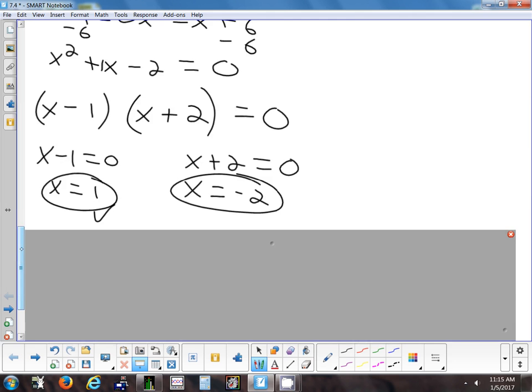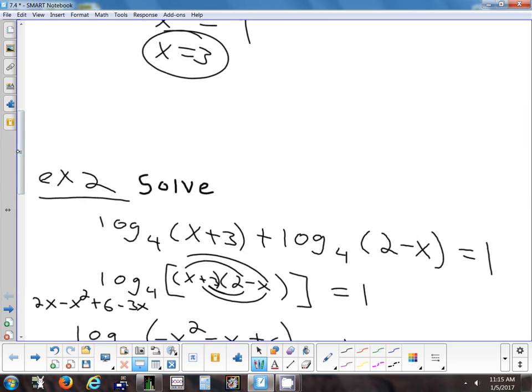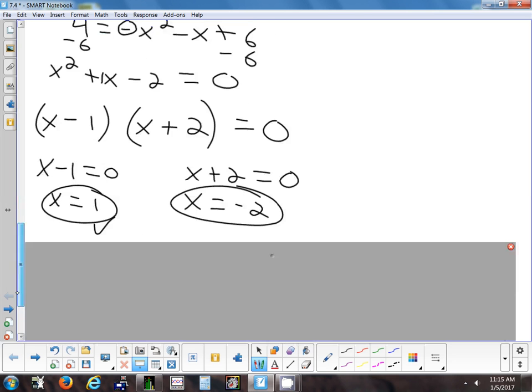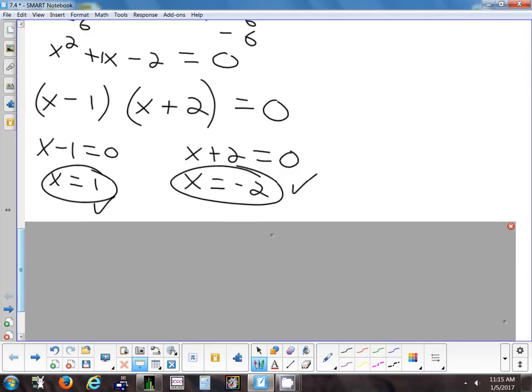Let's try -2. What's -2 plus 3? 1. Is that negative? No. So it works fine. What's 2 minus -2? 4. Is that negative? Nope. So that one works too.